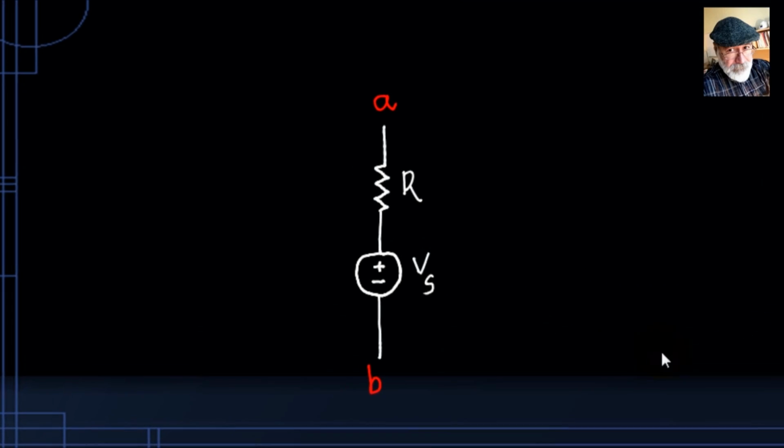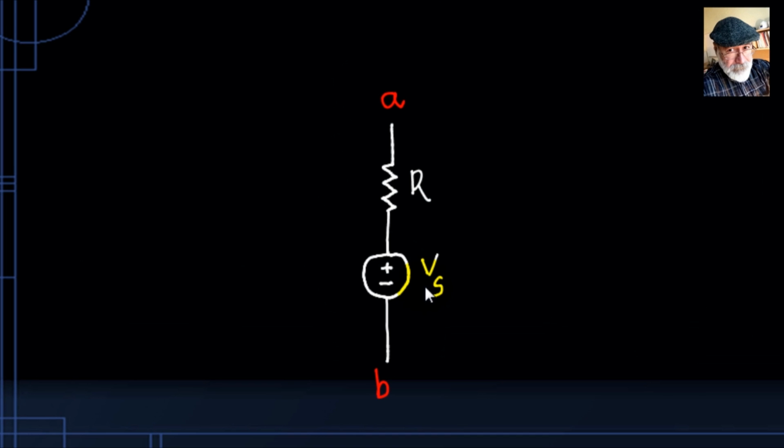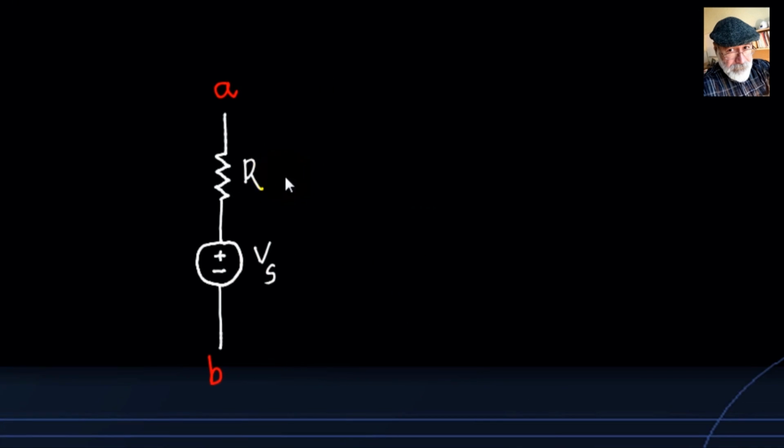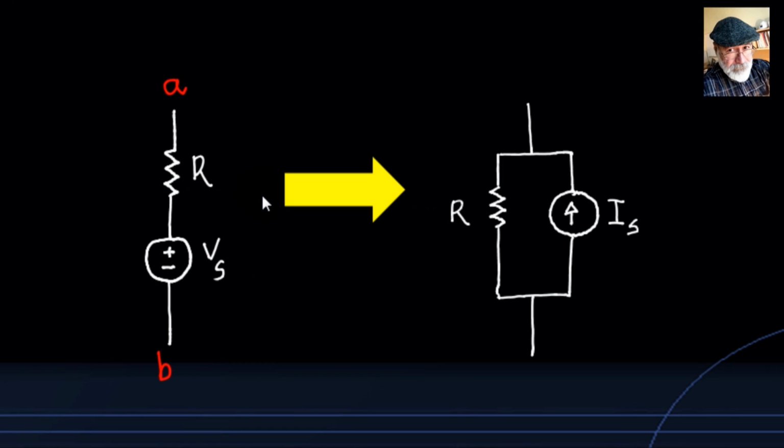If we have between nodes A and B a voltage source in series with a resistor R, we can replace that by a resistor R in parallel with a current source Is of an unknown value between the same two nodes A and B. The question is, to guarantee equivalence, how do we know what values we should use for the resistor and for the current source Is?